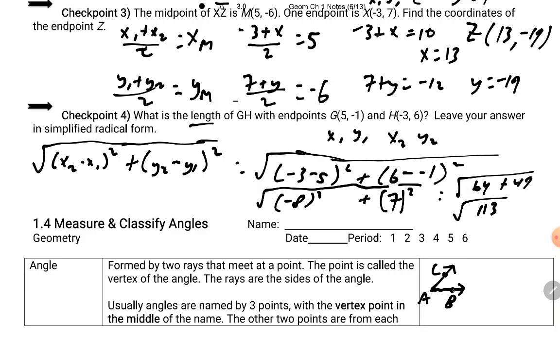Usually angles are named by three points, so angle CAB. But sometimes, if the angle is just by itself and there are no other angles around, we just call it angle A, at the vertex here. So once again, with our angle, we have two sides, and those are the rays. This point here is called the vertex. And then here we have a side and a side.